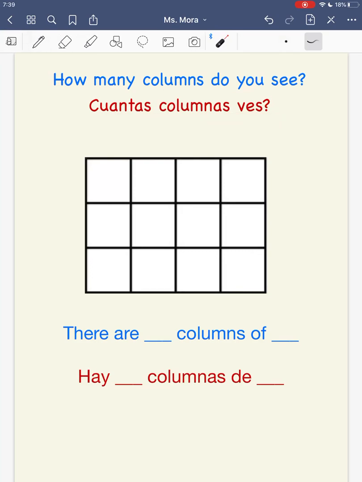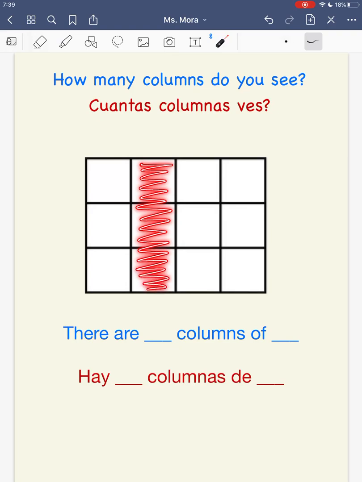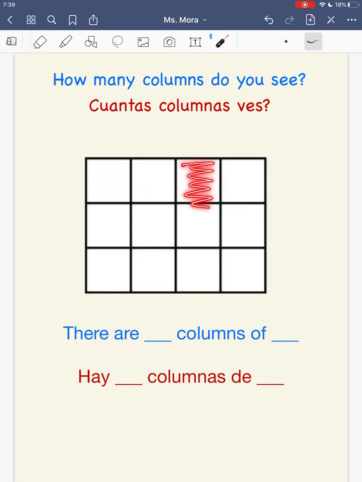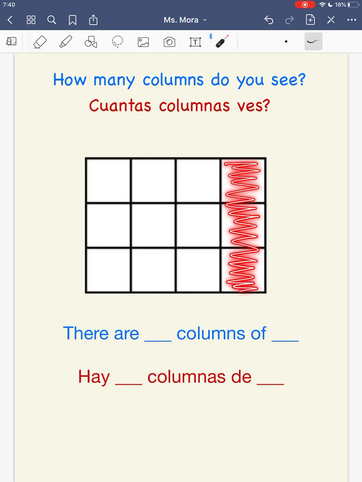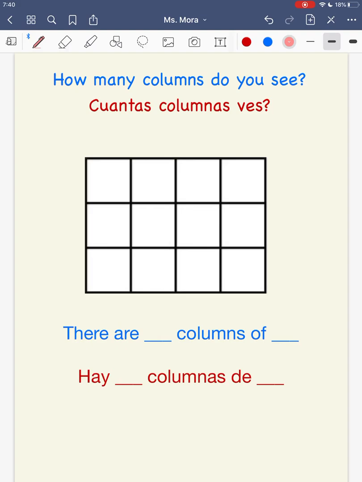So just like the other one, I'm going to show you the columns. Here's one column, and there are 3 in that column. 2 columns, and there are 3 squares. 3 columns, and there are 3 squares there. Es la tercera columna y tiene 3. And 4 columns, and there are 3 squares there. Mi cuarta columna tiene 3 cuadros en cada columna. So I would say there are 4 columns. Hay 4 columnas.